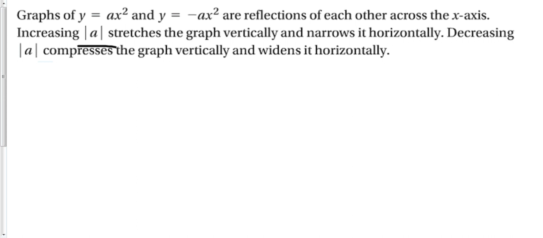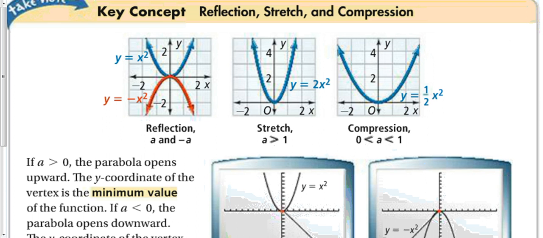Increasing the absolute value of a stretches the graph vertically and narrows it horizontally. As a gets bigger, that is a vertical stretch. And decreasing a compresses the graph vertically and widens it horizontally. And we can see that on this picture right here. Okay? So if we look at the first picture, in blue we have x squared. In red, we have -x squared, which is a reflection across the x-axis. In the middle graph, we have 2x squared, and we can see that it is thinner. And in the right-hand side graph, we have 1/2 x squared, so we can see that that graph is a little flatter than x squared.